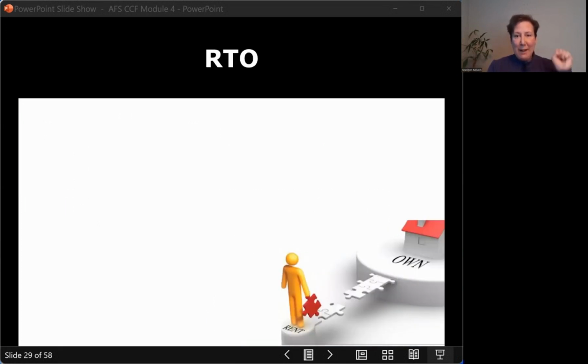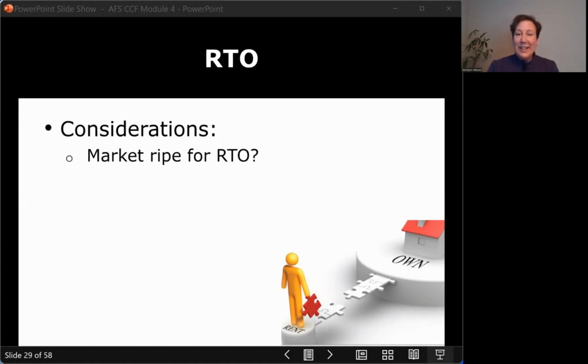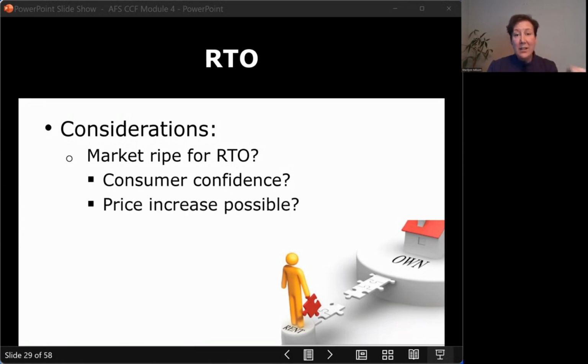Rent to own, my favorite. So considerations for rent to own: is the market ripe for rent to own? As we discussed, you want to have that positive feeling, that vibe in your economy, consumer confidence in both the economy and the real estate market. And that also helps to determine whether a price increase is possible.